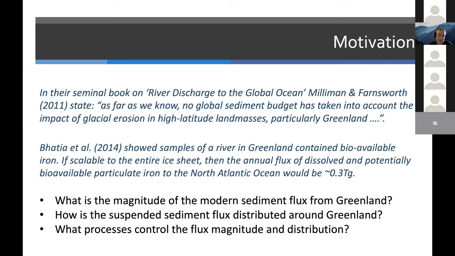And so that then leads to questions like, what is the total magnitude? How is it distributed around Greenland? Is that relevant more for oceanic processes? And what are the processes that control that magnitude and distribution?